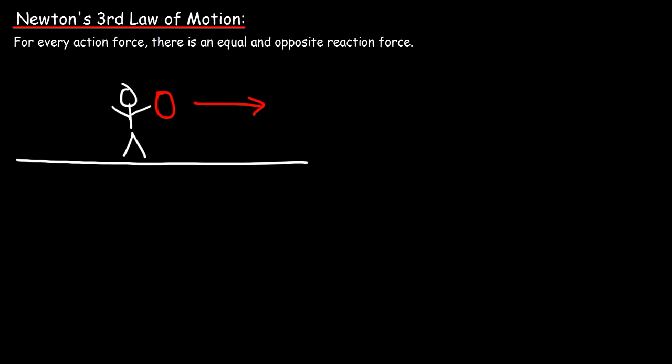If you throw the ball to the right, you're going to feel a force that pushes you back towards the left. And that's the basic idea behind Newton's third law of motion. So if you push the ball with a force of 100 newtons east, you're going to feel the exact same force, but in the opposite direction. That is, going west.